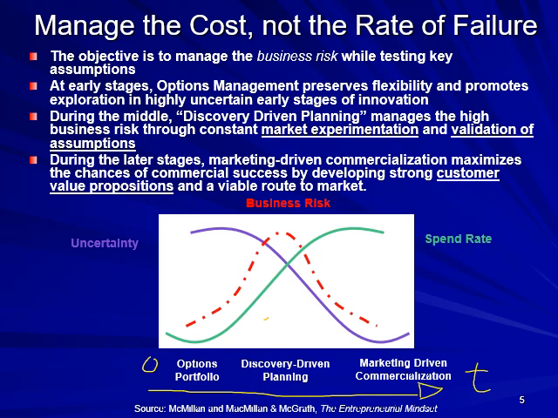So early on, what you're going to do is use options management, which is this idea of staying flexible by looking at these projects as possibilities, right? So this idea of failing cheaply and often, right? Then after that, you're going to move to discovery-driven planning, right? So what you're doing is market experimentation, to see whether the assumptions that you have made about the market conditions and your consumers actually hold true, and your business model is going to be reasonably good to be sustainable over time.